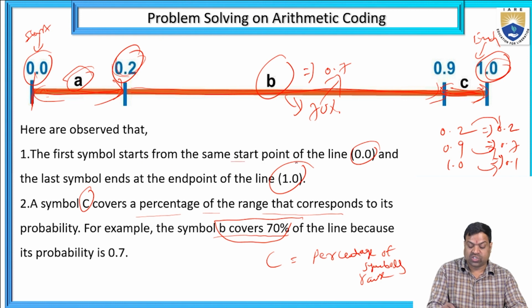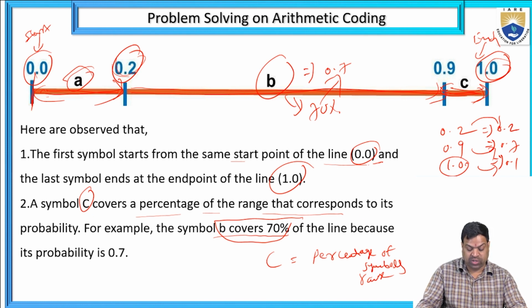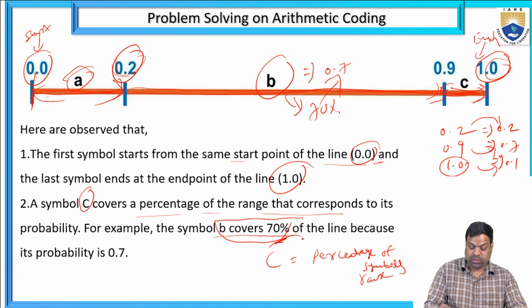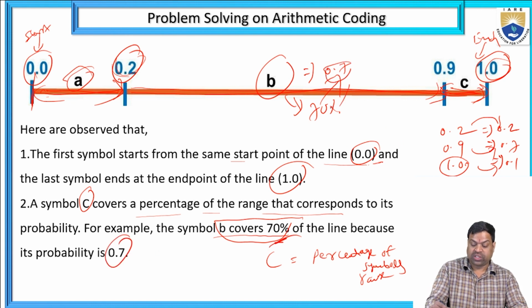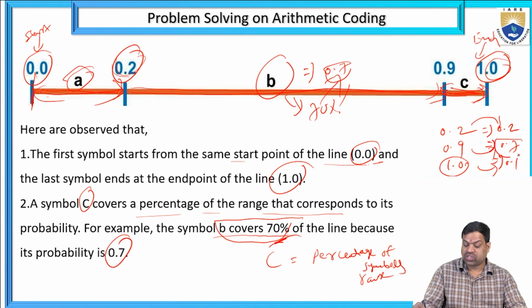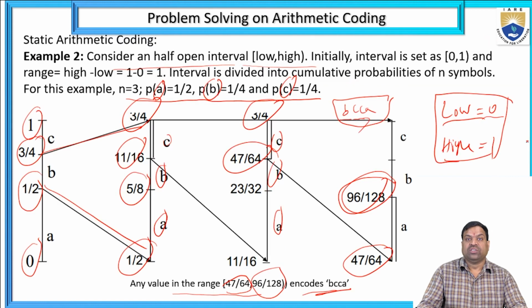The first symbol starts from 0.0 and the last symbol ends at 1.0, and the symbol B covers a percentage corresponding to its probability, 70% of the line. That is 0.7 as a probability, which is 70%.